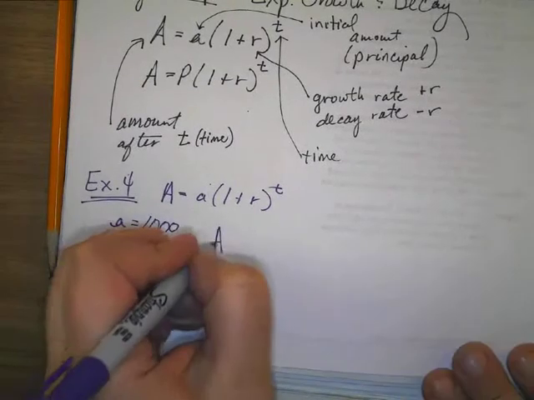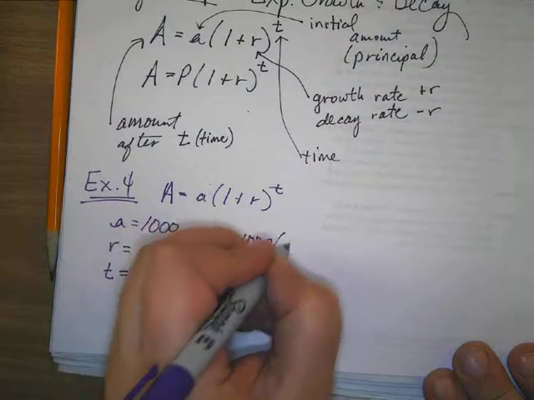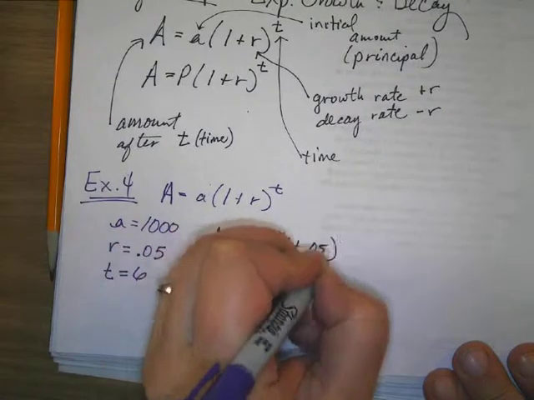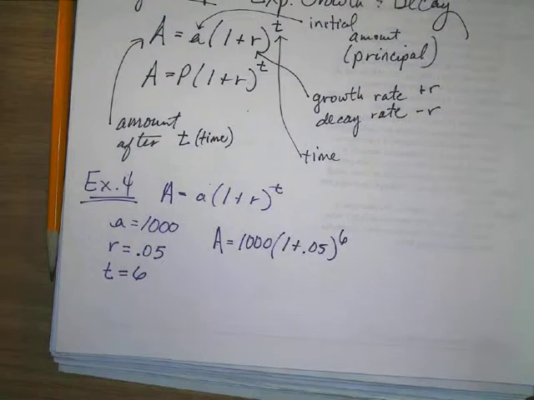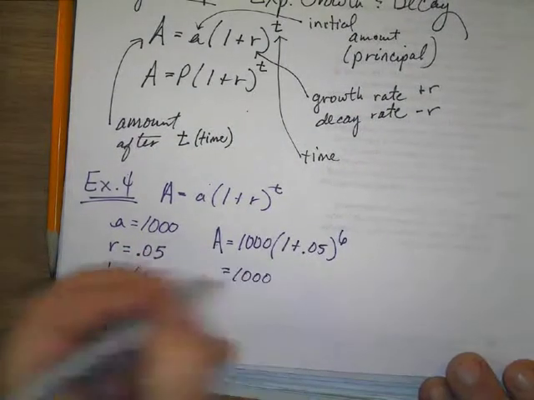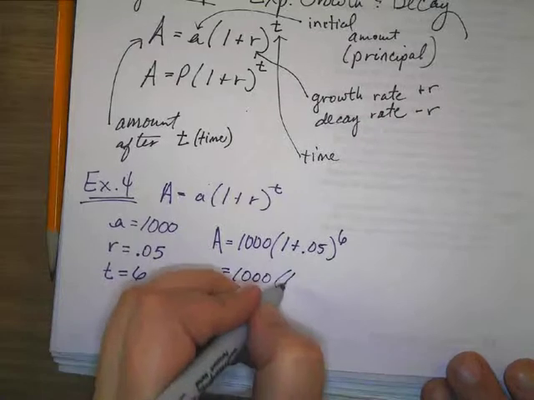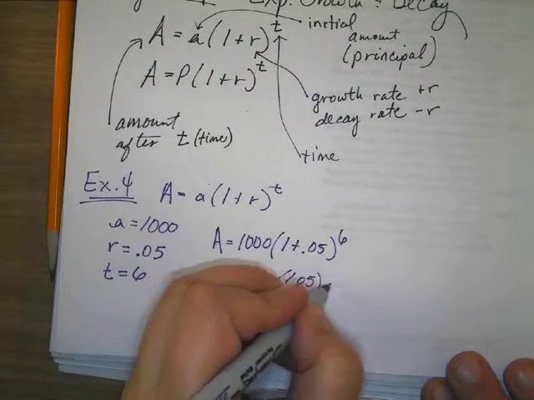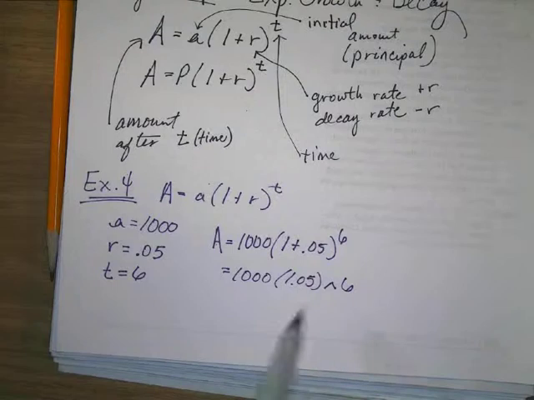So the amount equals our initial 1,000 times 1 plus our growth rate to the 6. And we use a calculator. So in your calculator, if you go 1,000 and then parentheses 1.05 and caret 6, why did I change it to 1.05? Because that's 1 plus 0.05.